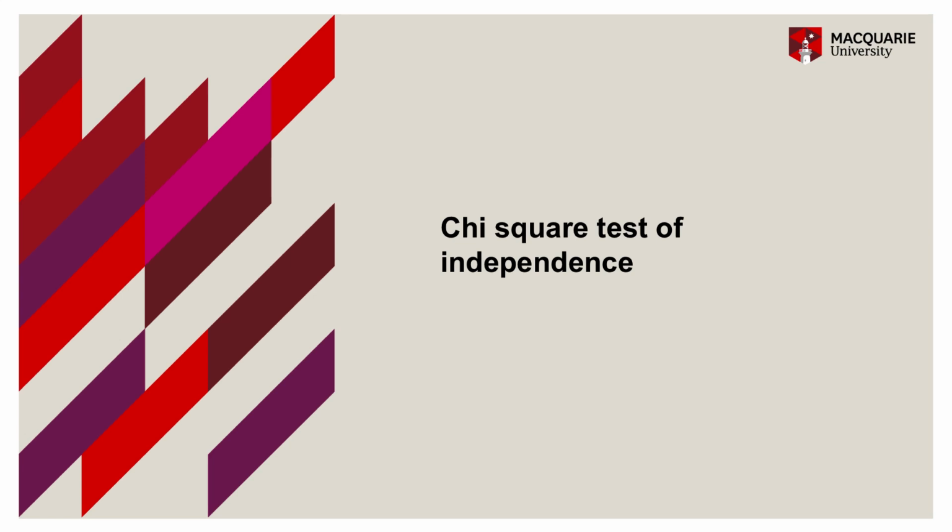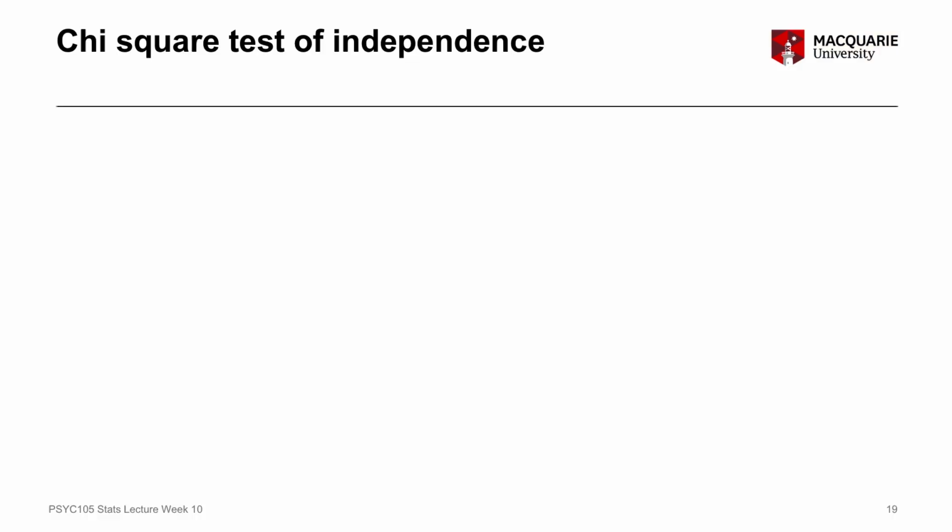The next test we're going to move on to now is the second type of chi-square, which is called a chi-square test of independence. So we just did a goodness of fit test. We're now on to a test of independence. And this test is a test of association, or a test of the relationship between two categorical variables.